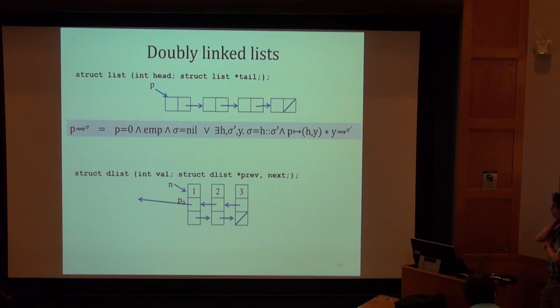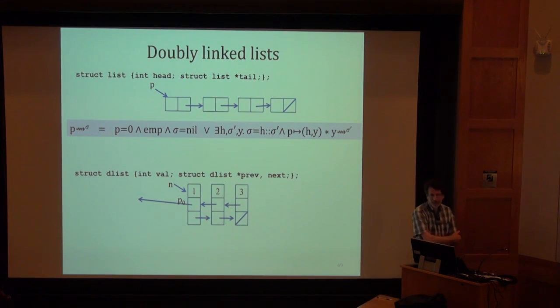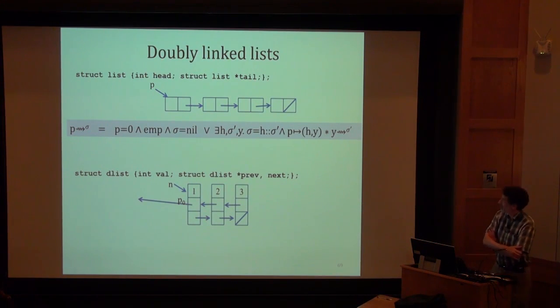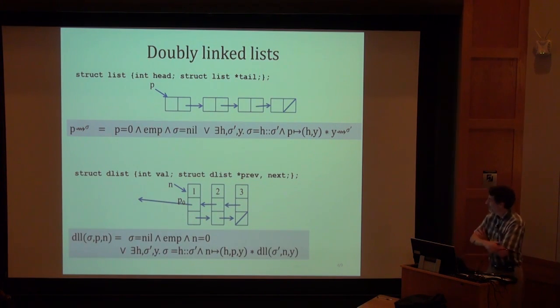Okay, so suppose we have a doubly linked list, just an extra pointer in each record pointing backwards to the previous. It's not so hard to adjust this recursive definition to accommodate the back pointer. And one might do it like this.